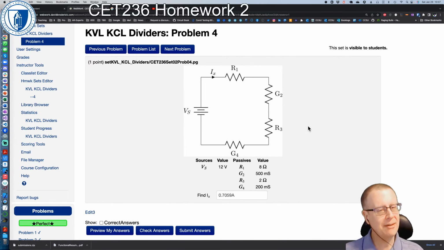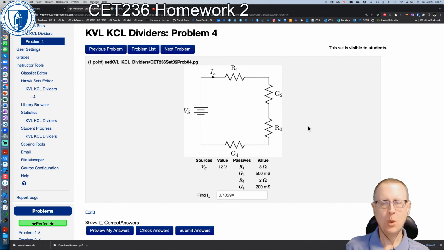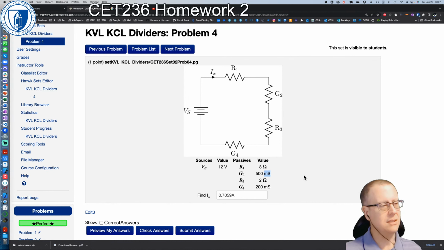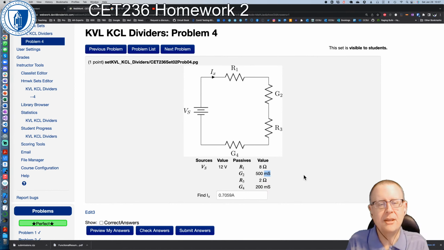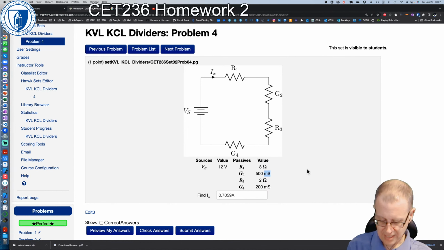So this is something I haven't talked about. I've talked about resistance. What I haven't talked about is conductance. Right? Now, conductance is the inverse of resistance, and the unit of conductance is called Siemens. So the G1 and G2 and G4, they're resistors, but their values are given in conductance rather than in resistance. So let's have a look at that.